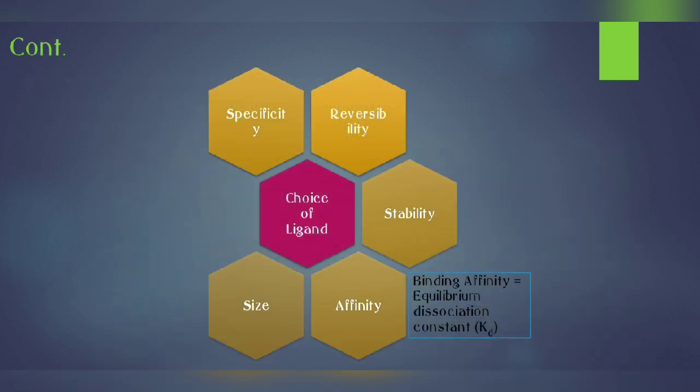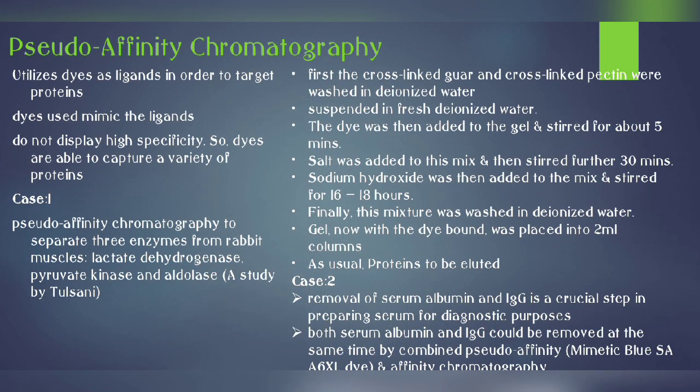For selecting the ligand for affinity chromatography, we can choose based on different criteria: specificity, reversibility, stability, size and affinity. Affinity is measured by using the equilibrium dissociation constant KD. Then the entire affinity chromatography can be classified into pseudo affinity and IMAC, that is immobilized metal affinity chromatography. In pseudo affinity, instead of a normal ligand, they are using dyes as the ligand.